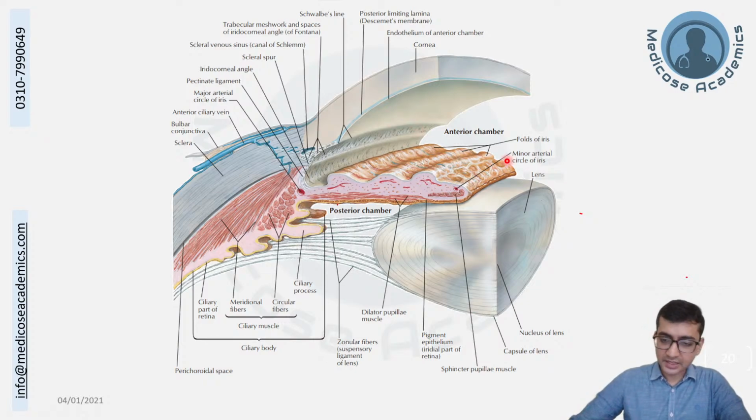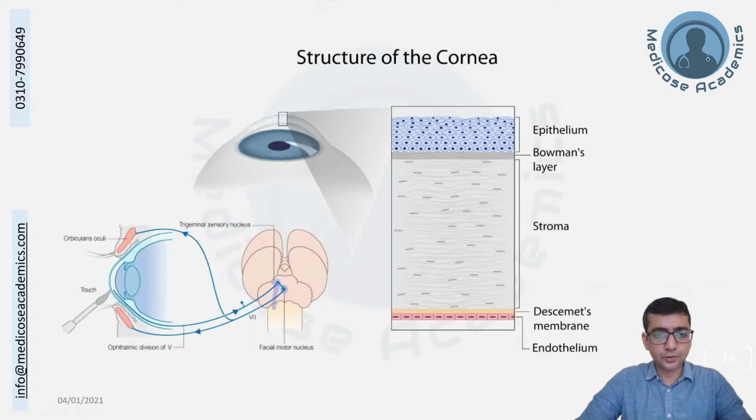So the lens has a capsule, the capsular epithelium in front that is usually cuboidal, and the elongated fibers that make up the major part of the lens. There is not much to discuss here.